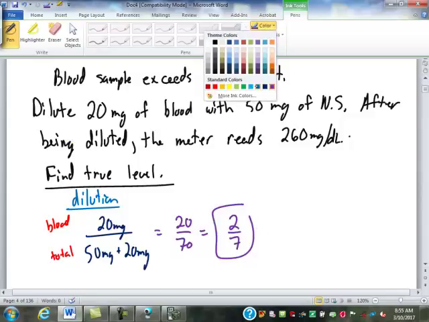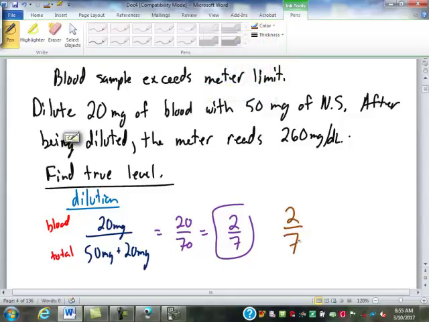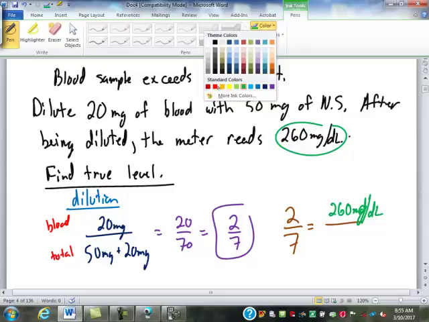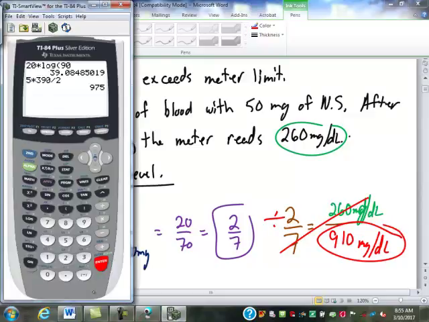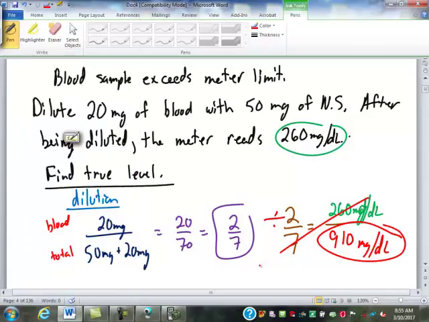What are we going to do with that? Perfect. The 260 goes on top. And we cross multiply and divide. 7 times 260 divided by 2, which I believe is 910. Yeah. So the true reading is 910.